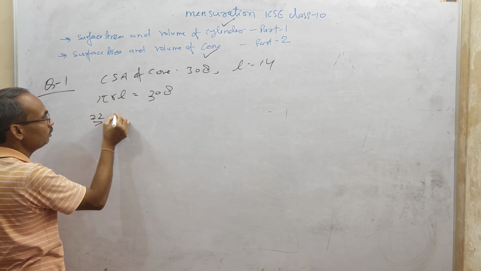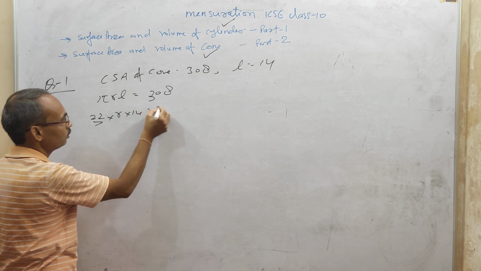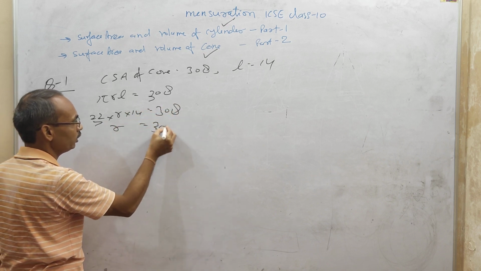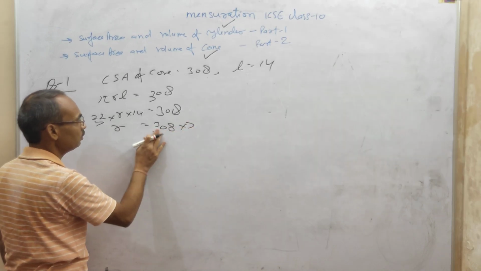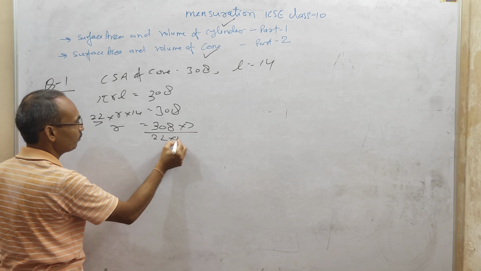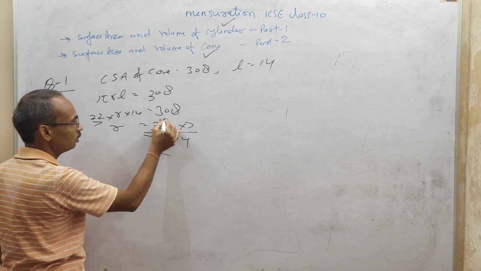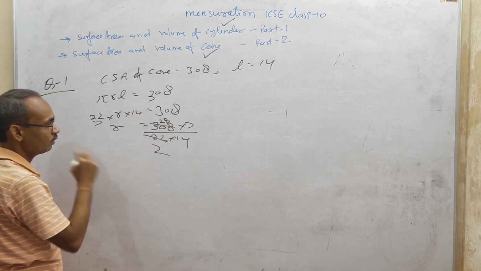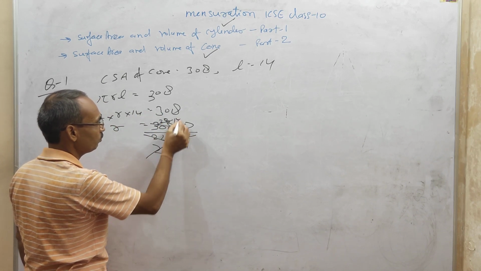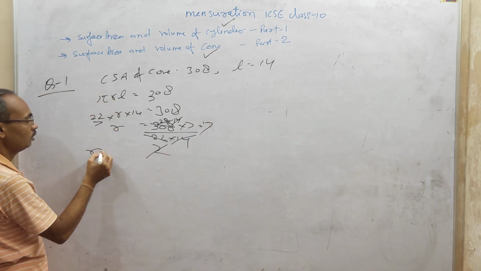22 upon 7 times r times L, where r is unknown while L is 14. So r is equal to 308 into 7 upon 22 into 14. 11 twos are 22, 14 cancels, and r is equal to 7.